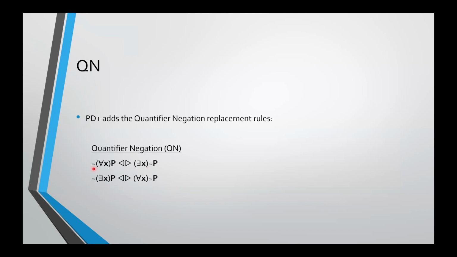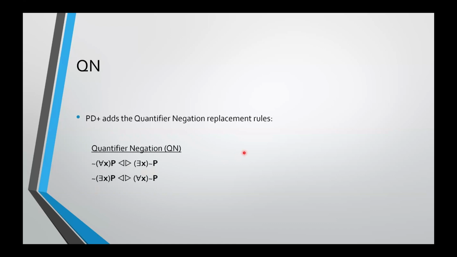So if you move a negation across a universal, then it changes to an existential, whether you're going this way here or this way here. If you move it across an existential, so you're going this way here or this way here, then it turns into a universal. And technically, PD plus also adds all of the rules of SD plus, which are not technically part of PD, but you've probably already been working with those.